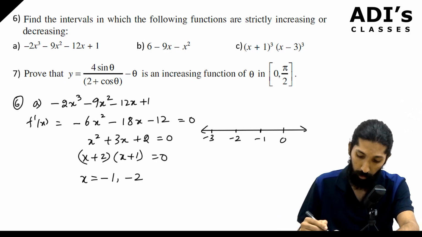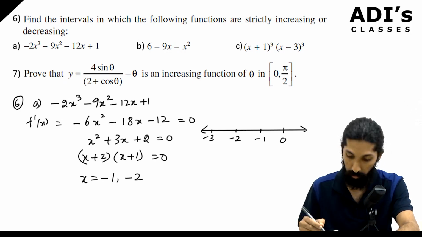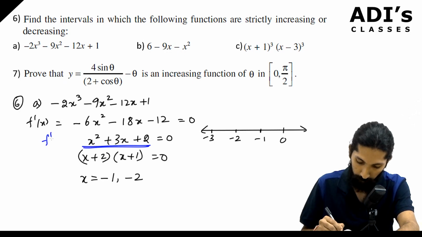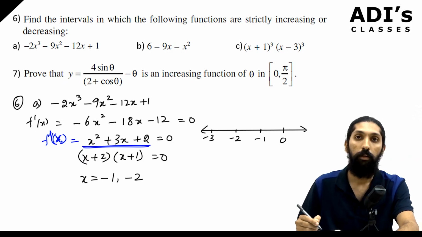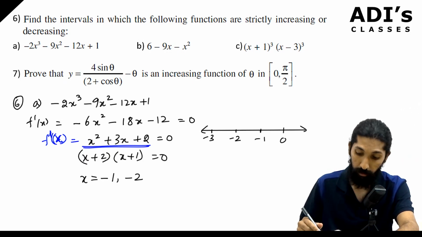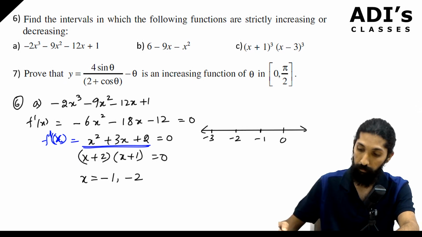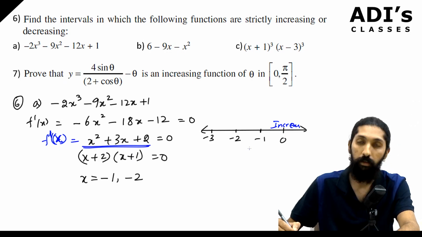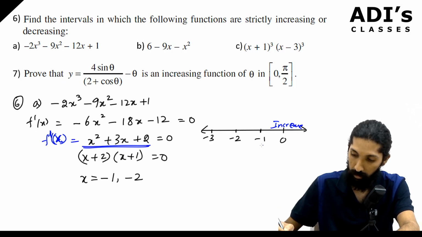see what you have: x square plus 3x plus 2, right? So this is your f dash of x. Remember, this is your f dash of x. Since you have f dash of x here, substitute 0. If you substitute 0 or any value which is greater than minus 1, you are going to have a positive value. That means this part it is increasing. Correct? So this is increasing.